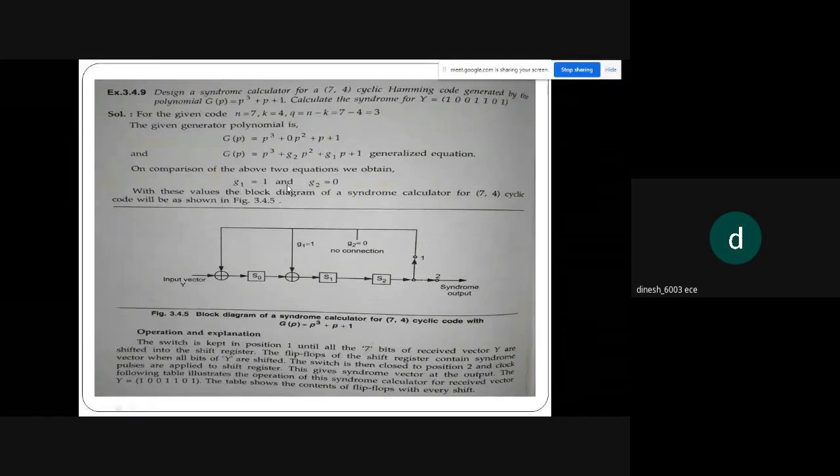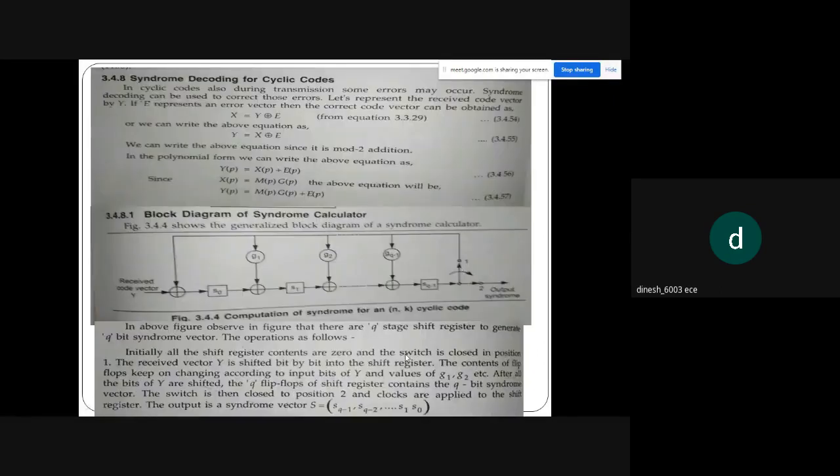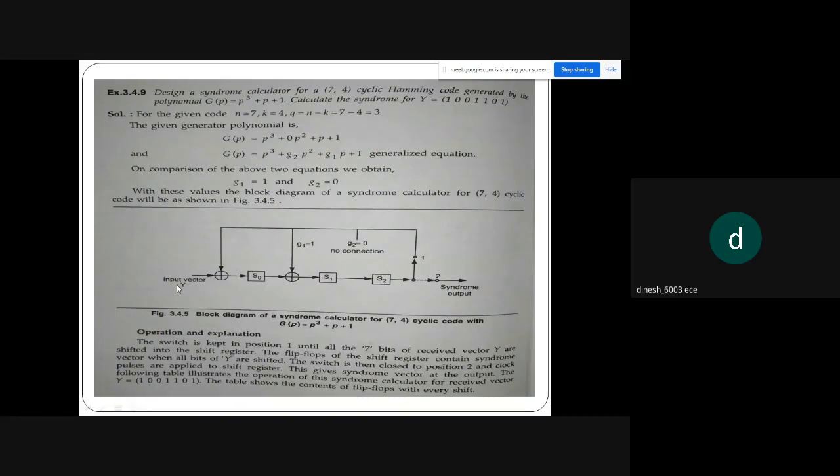So simply take this g1 and g2 and substitute in this block diagram. So the received code vector, you can write y as it is. So put a modulo 2 addition, S0, S1, S2. Why you are writing only S0, S1, S2 is that from the 7,4 cyclic code, you can find n is equal to 7, k is equal to 4, thereby q is equal to n minus k, which is equal to 3. So we get three syndromes, S0, S1, S2 only.